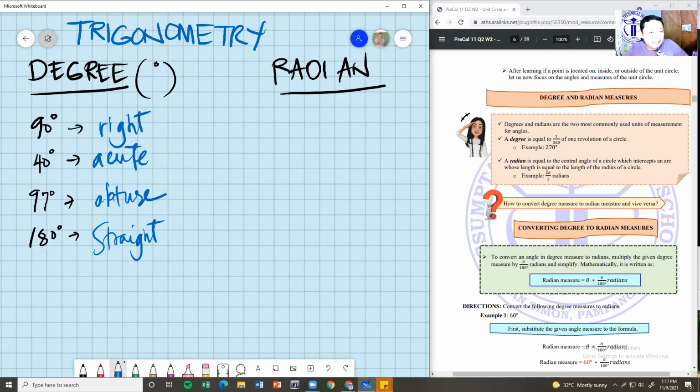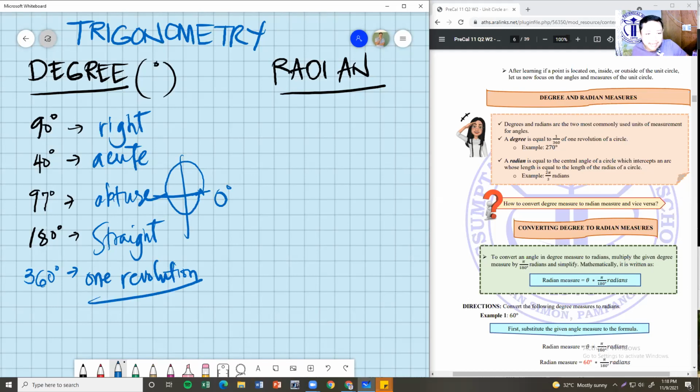And so, what if it is 360 degrees? What kind of angle is that? Full angle. Let's try. Once it's completely formed, it's a circle. That is what we call 1 revolution, because it started from 0 degrees and then rotated into 1 full revolution. So that's 1 revolution. Got it? Okay, that's it. So those are just examples of the degree measurements.